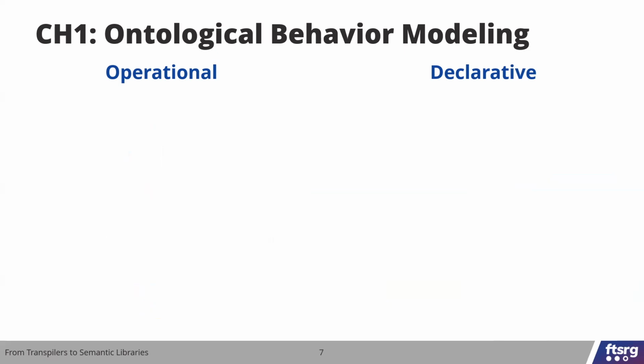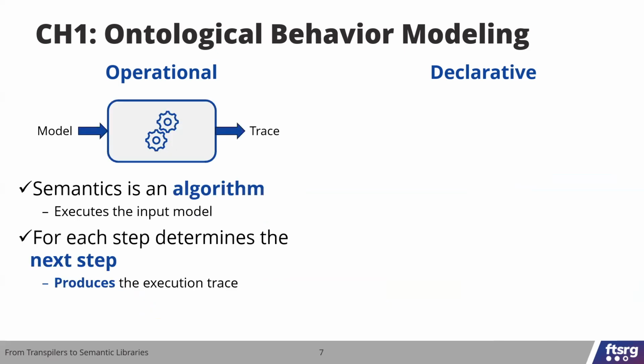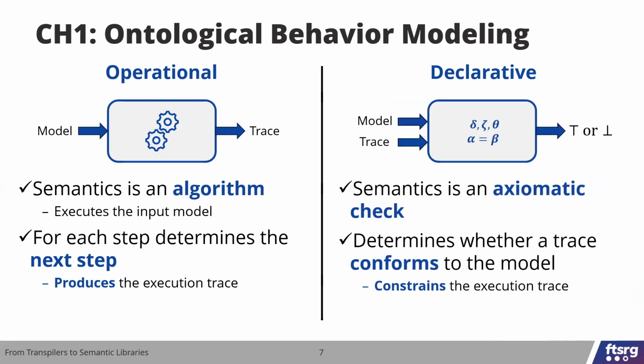So operational semantics always gives us some algorithm that we can use, and we can construct the next steps from the current state of the system. And declarative or ontological semantics gives us a way to constrain the traces to the models that we use. It doesn't give us a straightforward way to construct them. It gives us a way to check whether a trace conforms to the given model or not.